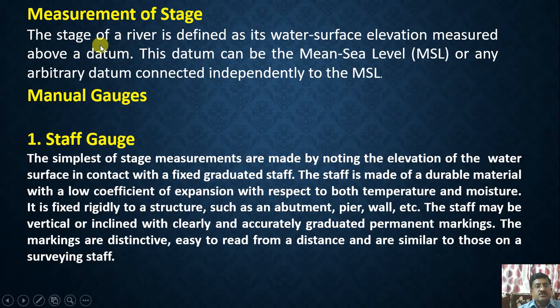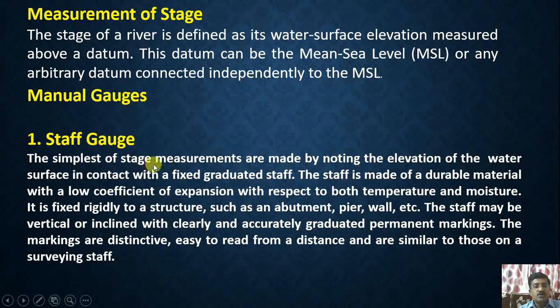Measurement of stage. A stage of a river is defined as its water surface elevation measured above a datum. This datum can be the mean sea level (MSL) or any arbitrary datum connected independently to the MSL. Now let's discuss the manual gauges first. In that, first one, staff gauge.